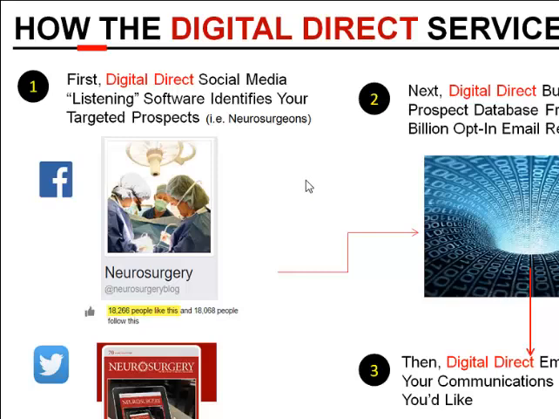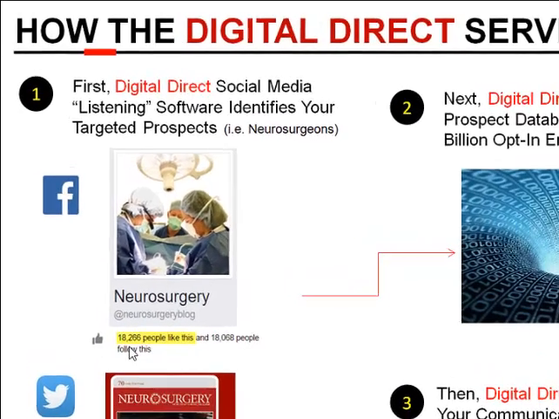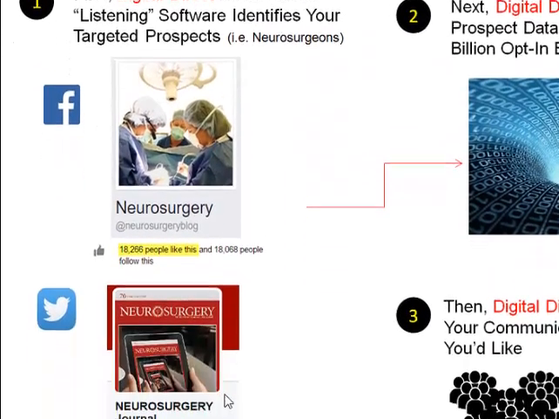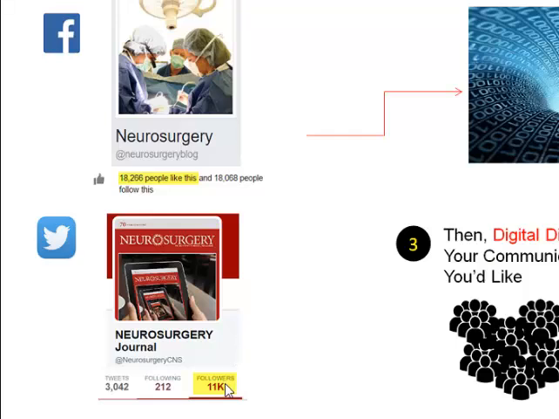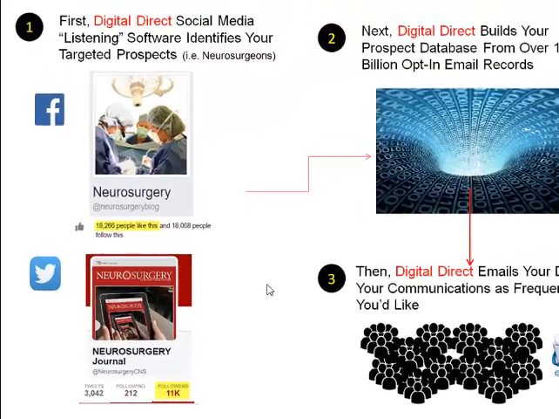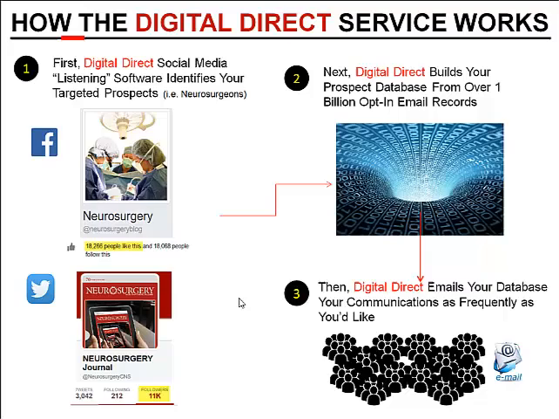So, as an example, you'll see on this slide here, let's imagine your prospects are neurosurgeons, okay? Very hard to reach audience. Well, we can go into Facebook, for example, and here's a Facebook group that has over 18,000 neurosurgeon followers. Here on Twitter is the Neurosurgery Journal that has over 11,000 followers. And we could literally find dozens and dozens, if not hundreds, of different groups that target your particular prospect base.